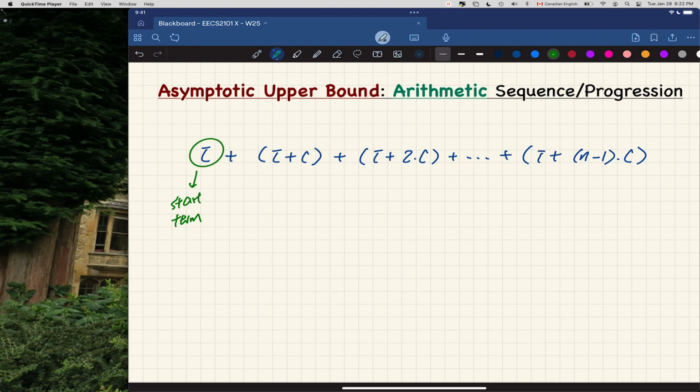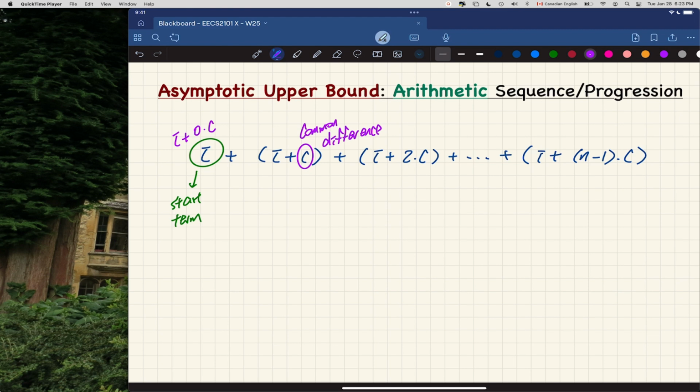And I can rewrite this slightly, which will help for some later question. Think about this one here as more like i plus 0 times c. It's going to be 0 anyway, right? And then the c we're talking about over here is something called the common difference.